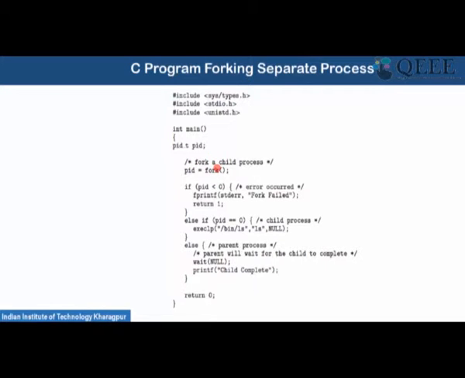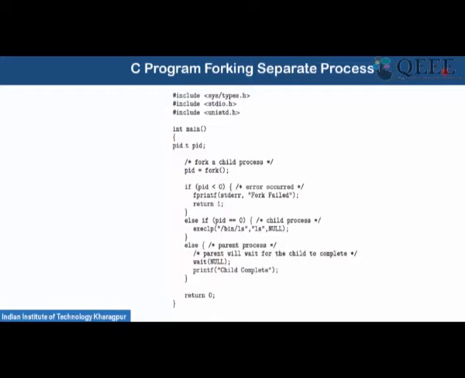What the fork system call does is create a child process. Now you have two different processes. In the parent process, it will return the ID of the child process. So it will allocate a new ID to the child process. In the parent process, it will return the ID of the child process, and in the child process, it will return process ID as 0.